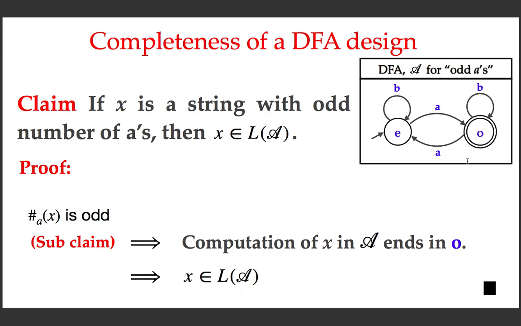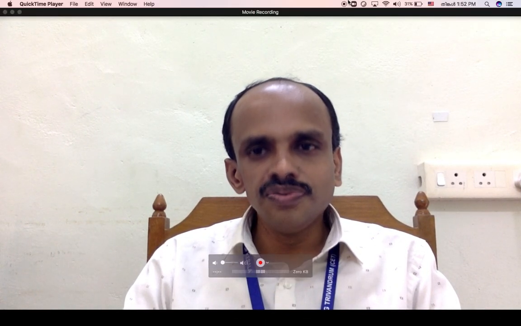So you entered a final state and hence you accepted X, and X is in the language. Okay, so with that we are finishing the completeness proof of this DFA design. So we have used mathematical induction to prove that the DFA design is both sound and complete, which enables us to conclude that the design is correct.